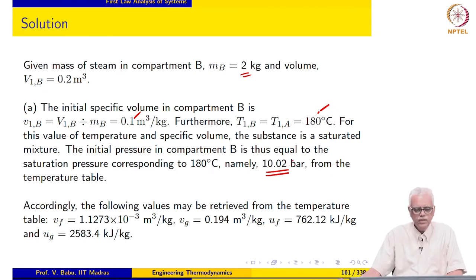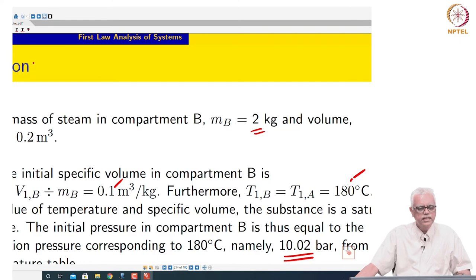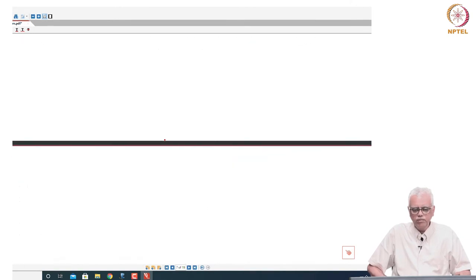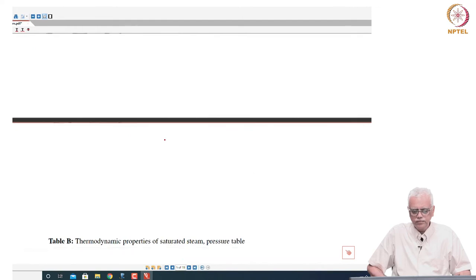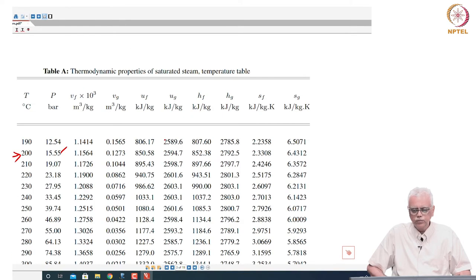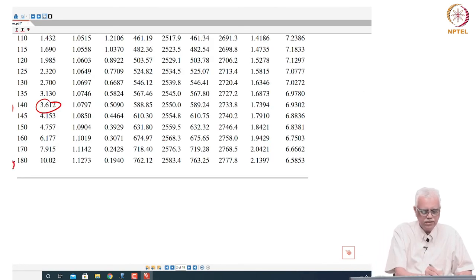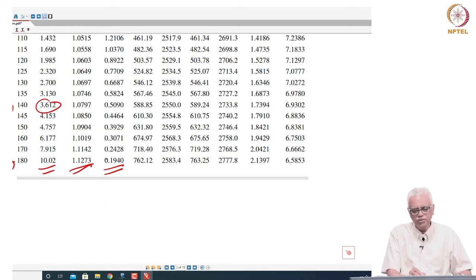Let us just quickly go to the temperature tables and verify this. So this is the superheated table. We have the temperature table now, and the temperature is given to be 180 degrees Celsius, which is this. So the saturation pressure is 10.02. Notice that the specific volume of the saturated vapor is 0.1940. This is 0.001. So the initial specific volume lies between these two. So it is a saturated mixture, and since it's a saturated mixture, its pressure is equal to the saturation pressure.